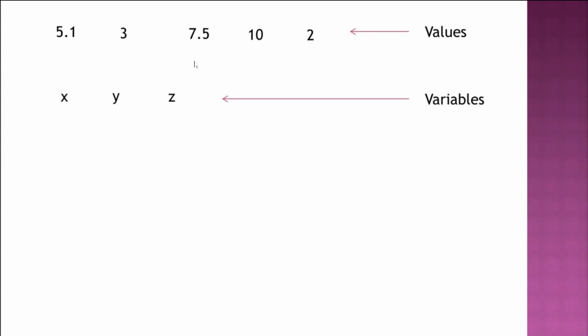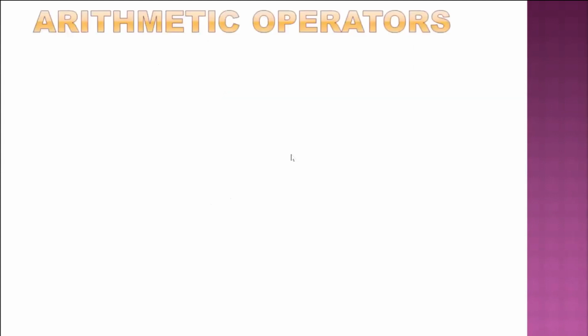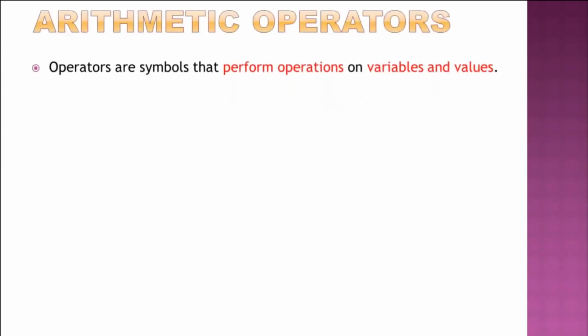When you simply see these values, you cannot conclude anything happening in between these values. But when you write operators in between these values and these variables, these actually become arithmetic expressions. So arithmetic operators are symbols that perform operations on variables and values. Arithmetic is performed with operators. You have to apply these operators to perform the operations on variables and values, and arithmetic cannot be performed without operators.